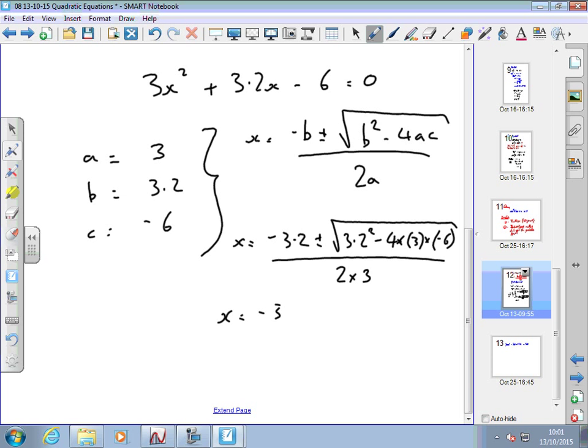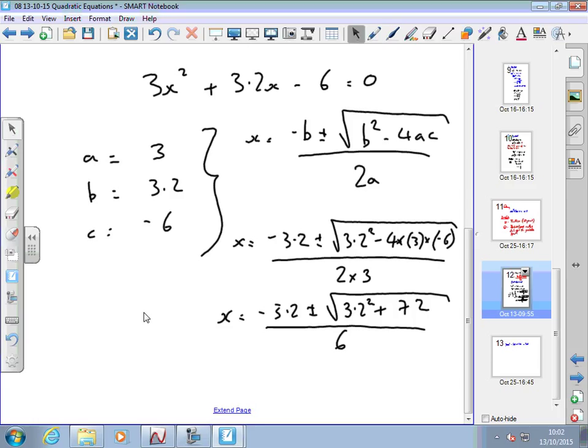Minus 3.2 plus or minus the square root of 3.2 squared minus 4 times 3 times minus 6 is going to give me plus, 6 4s are 24, times 3, 72. Or I could put plus and then the numbers, 4 times 3 times 6, in my calculator. But I try and do as much as I can in my head, if it's possible. 2 times 3 is 6.